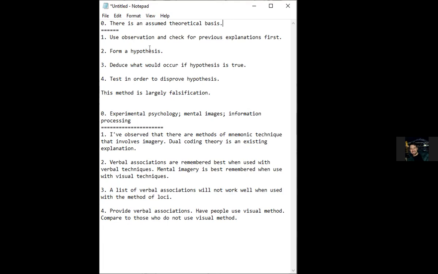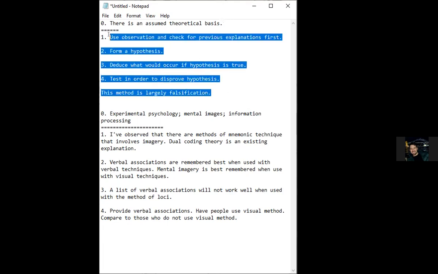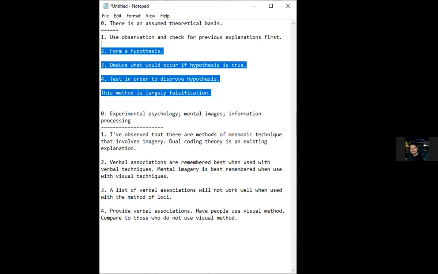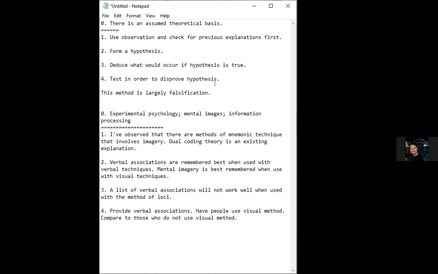I would claim yes, but I'm sure there's a lot of disagreement about that. Based on my experience as a scientist, I would say so. And what did you mean by use observation and check for previous explanations? Like what are previous explanations, hypotheses that have been tested? Yeah, I'll go with my real life example then, which is the next part here.